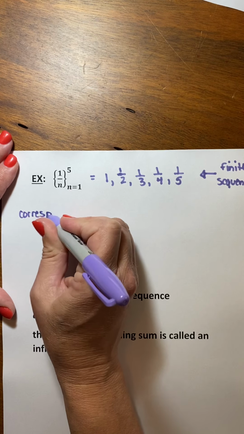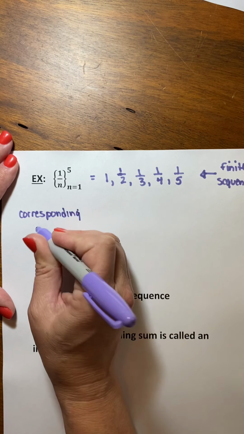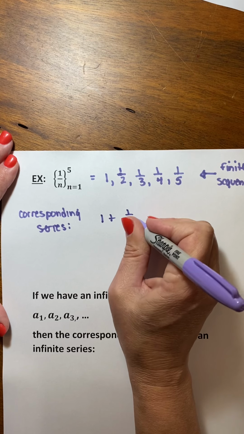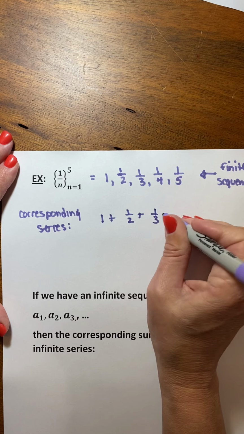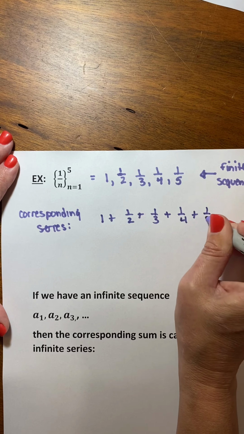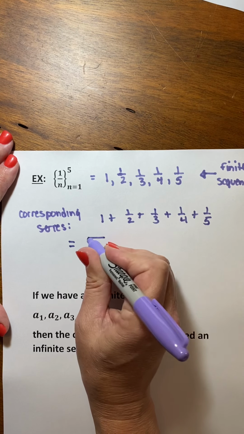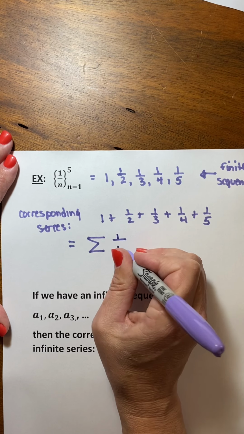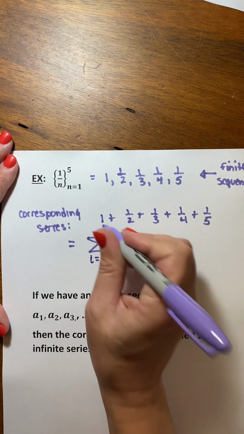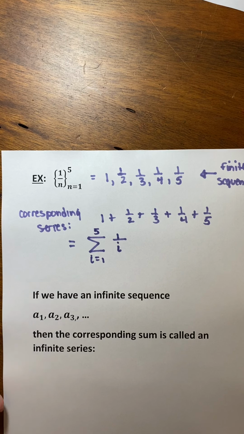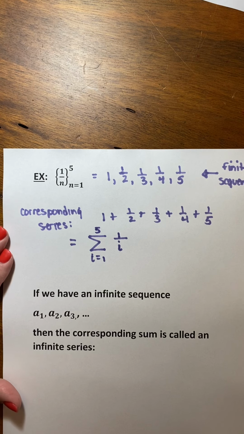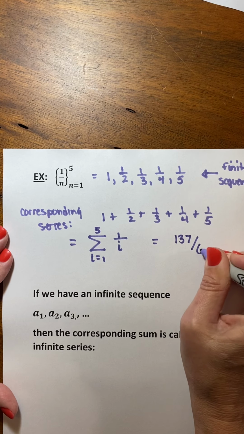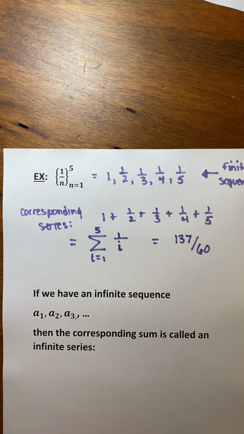The corresponding series would be 1 plus 1/2 plus 1/3 plus 1/4 plus 1/5. How we would write this using our sigma notation would start with 1 over i, generically. i is going to start at 1 and go up to 5. Just for note, if you add those values up on your calculator, you get 137 over 60. So that finite sum has a value.